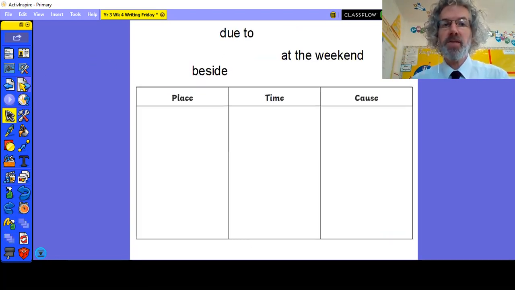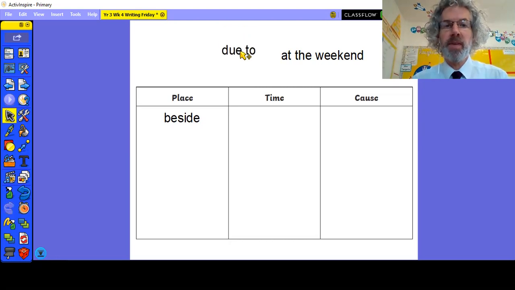So the first part of your task is to do some sorting. Sort the prepositions into the correct columns. Look on the sheet, you'll see a whole list of prepositions, and then there's a table for you to sort them into. This is the kind of thing you're going to need to do. So I take the preposition beside and I decide, is beside telling me the place it's in, the time it's in, or the cause? Well, beside is answering where, so that would go in place.